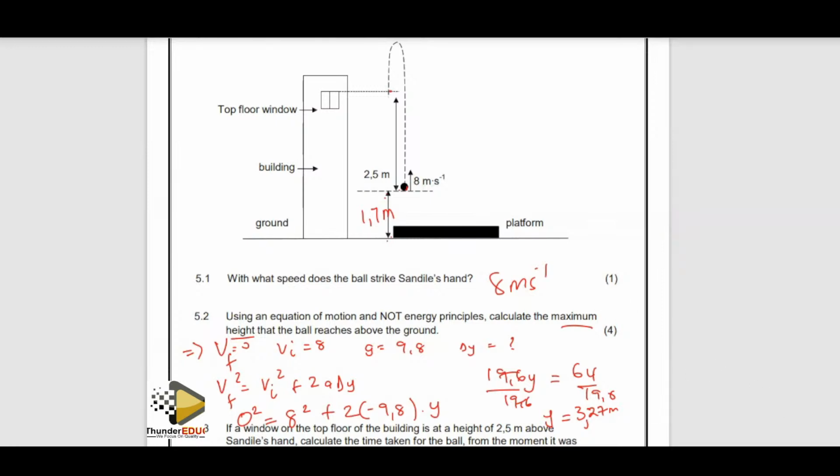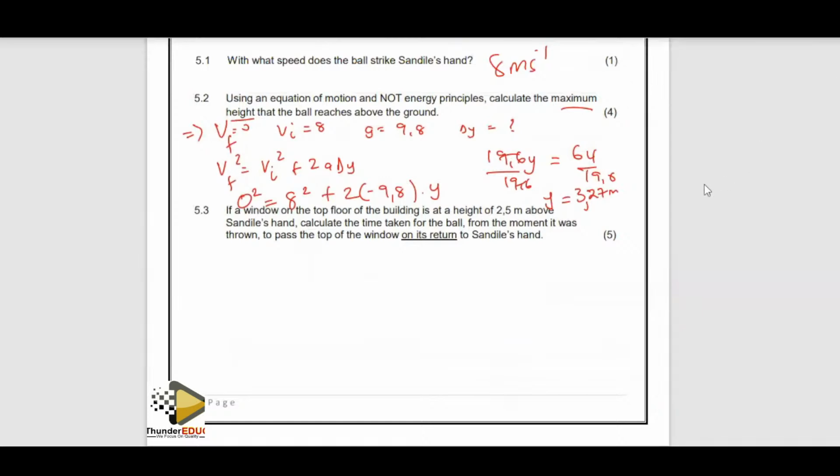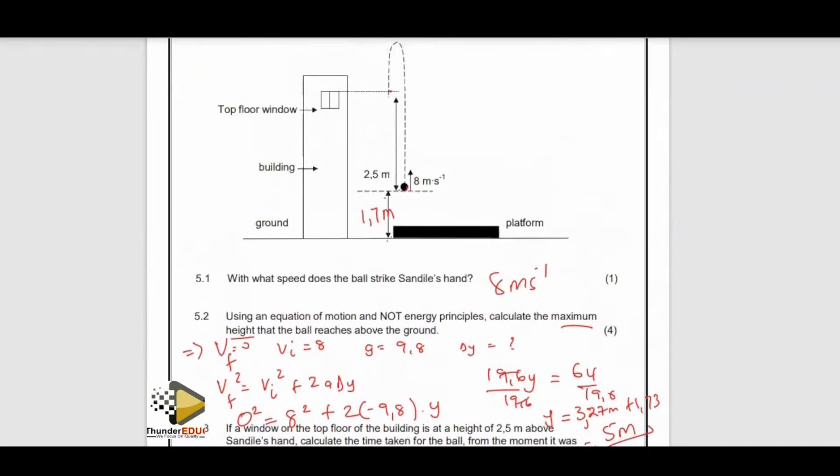But now from the ground, since the question is talking about the ground, I'll have to add the 1,73 meters. 3,27 plus 1,73 is 4,9995, which we'll round off, it's just gonna be 5 meters above the ground. 5 meters above the ground. Okay.